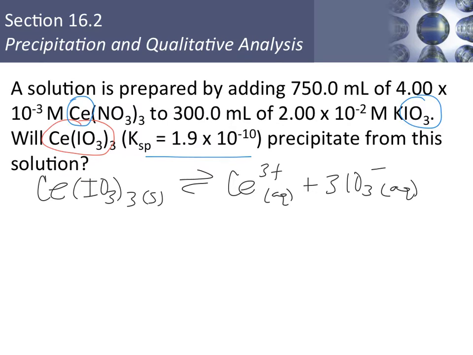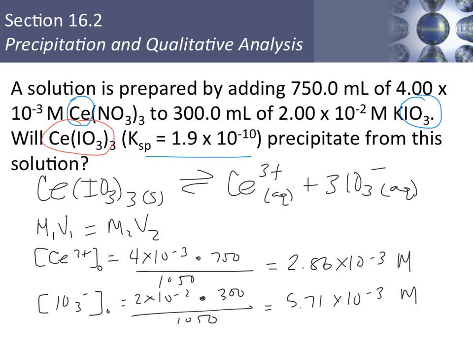To calculate the initial concentrations of those ions, we need to realize that when we put the two solutions together, we have an increased volume. And so let's use M1V1 equals M2V2 to calculate the initial concentration for each of the reacting ions. For the cerium ion concentration, we get 2.86 times 10 to the negative third molar when we use 1,050 milliliters as our V2 for each calculation.